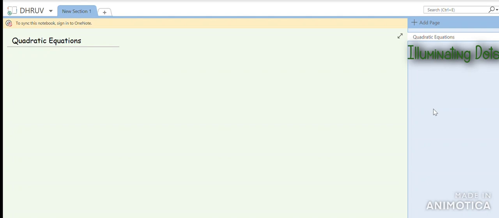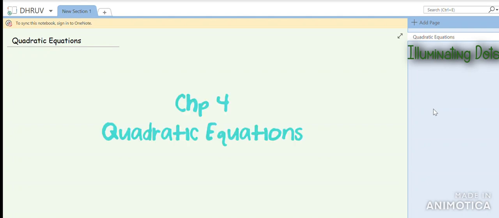This is a summary of CBSE Class 10 Maths Chapter 4 Quadratic Equations Exercise 4.1.